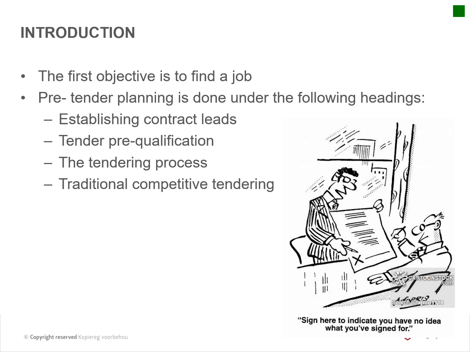So your pre-tender planning is done under the following headings. The first thing is that you need to establish some contract leads. As soon as you start building up a relationship with consultants, maybe a QS or architect or engineers, you will get some leads on whether a tender is going out or whether they're currently planning for a tender that's going out.